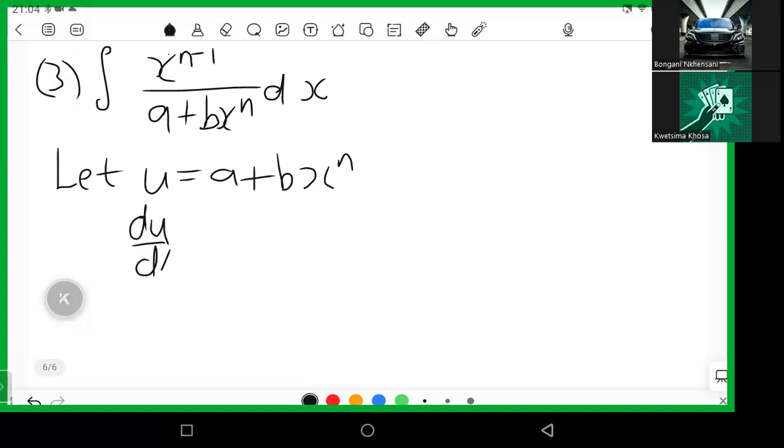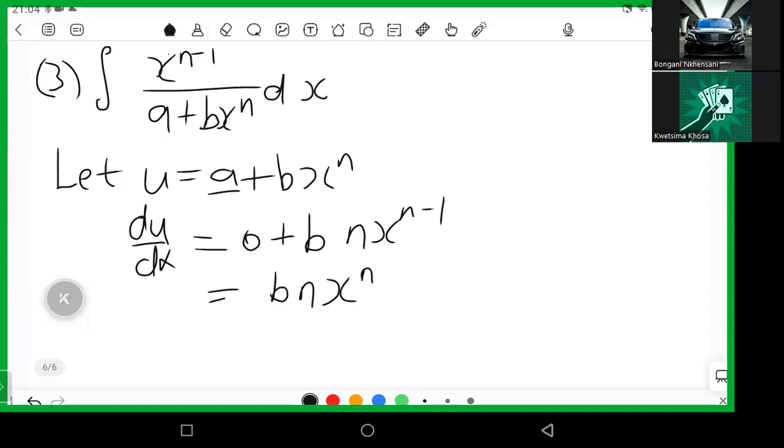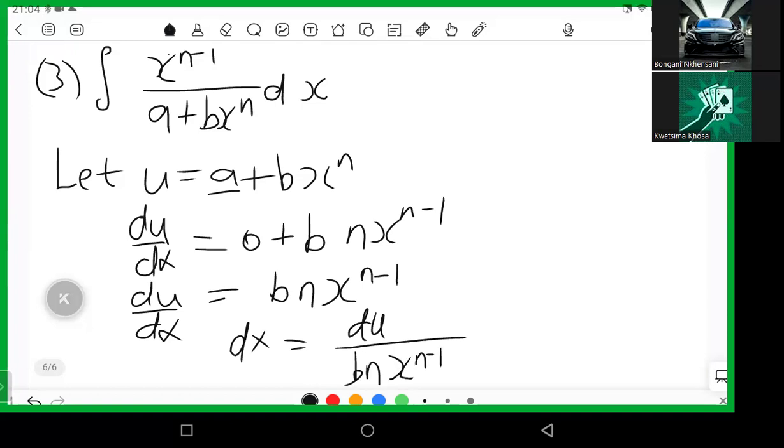Then we'll say du over dx will be equal to the derivative of a with respect to x, which gives us 0, plus b times n x to exponent n minus 1. Right? Then we'll have bn x exponent n minus 1. Then we know that dx will be equal to du over bn x to exponent n minus 1.